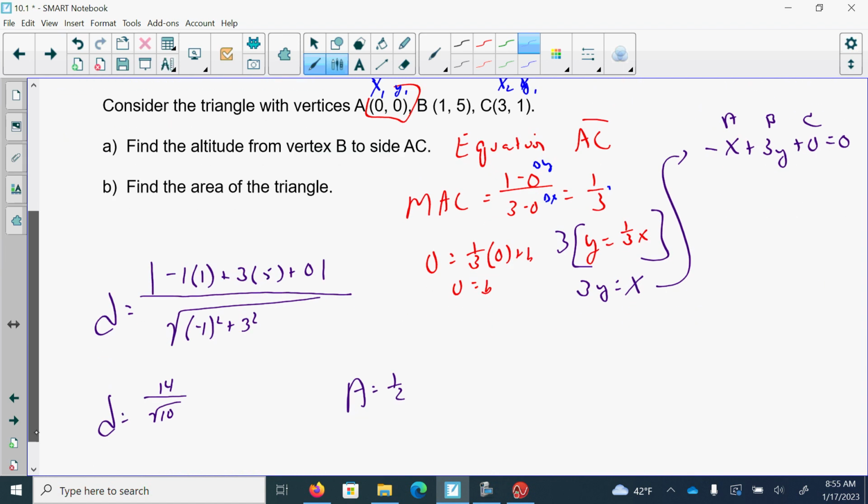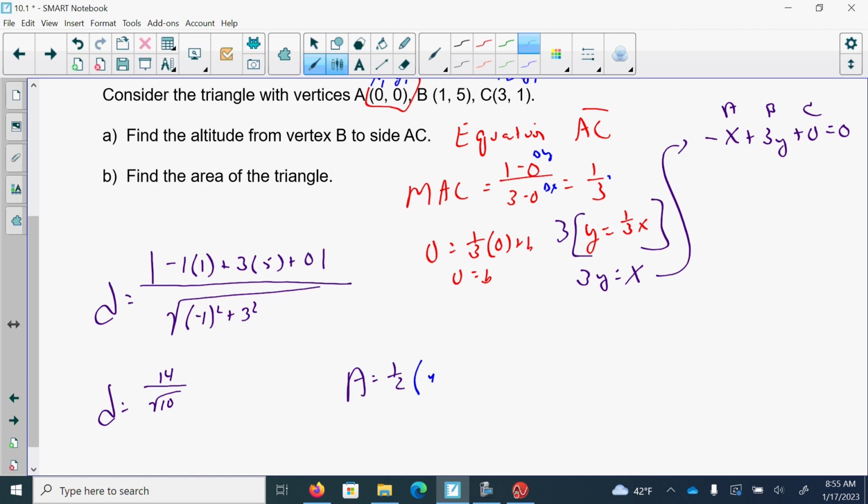So to find the area of this triangle, I'm going to take 1/2 the base, I just said was the square root of 10, times the height, which is 14 over the square root of 10. And if you don't simplify and you don't rationalize, what should happen is these should simplify 90% of the time. And so I'm going to end up with 1/2 times 14, which is 7. So my answer is going to be 7 square units. And that's how I'm going to find the area of the triangle. All right, I hope this helps, and I'll see you next time.